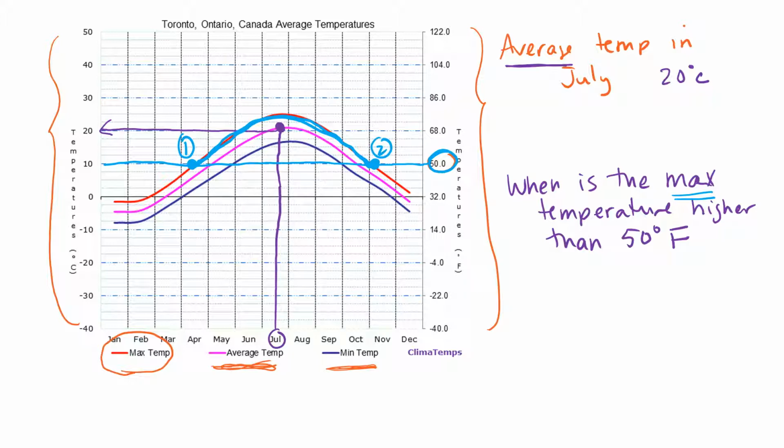So how many months, or when is it higher? It's higher between April and, looks like, November. So the temperature is higher than 50 degrees between April and November.